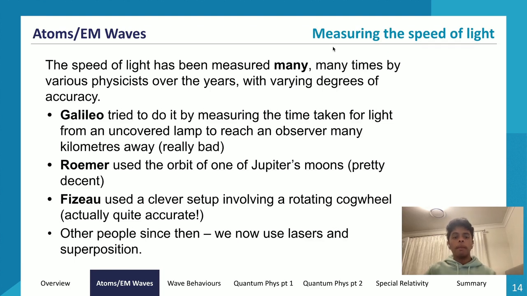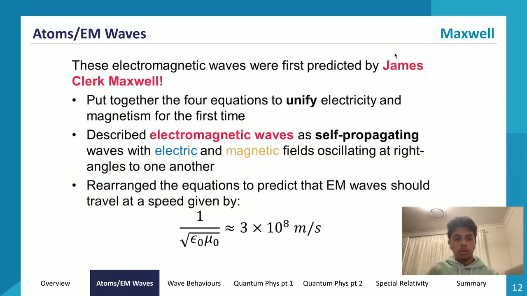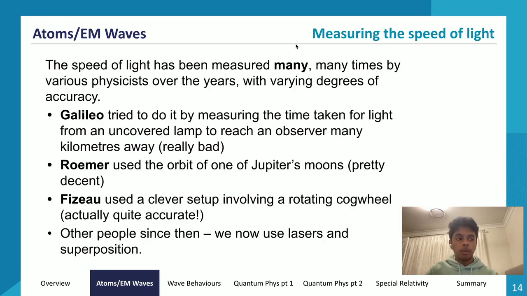Now let's go through measuring the speed of light. The speed of light has been measured many, many times by various physicists over the years. Although Maxwell predicted that EM waves should travel at a speed of 3 times 10 to the power of 8, and predicted that light was an electromagnetic wave, a lot of people, even before Maxwell, tried very hard to determine the speed of light using many different apparatuses, and they had varying degrees of accuracy.